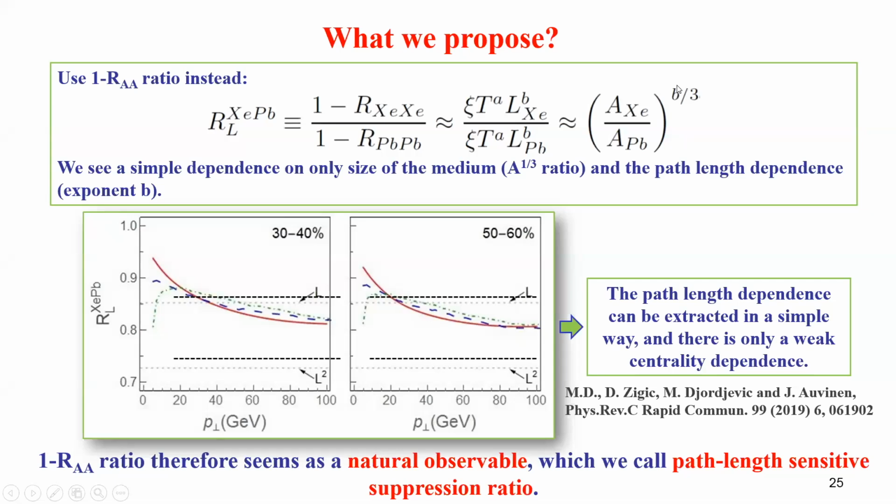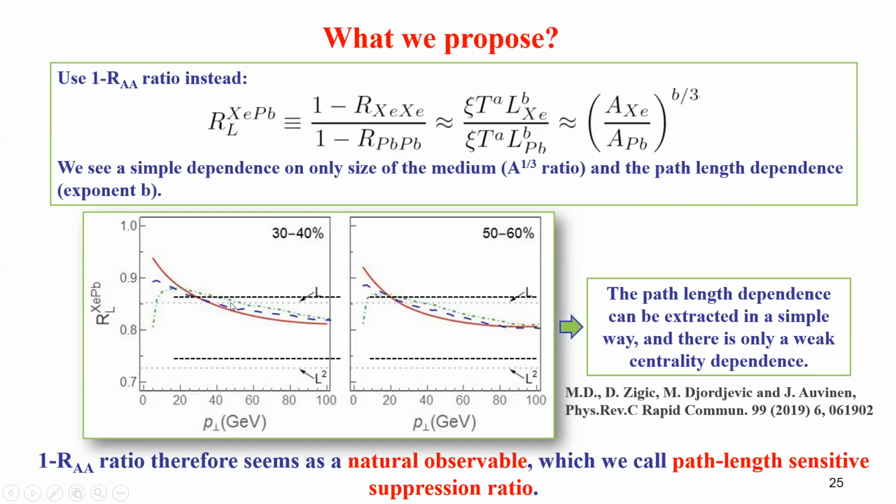And then if we now plot this ratio, so it is plotted here, this 1 minus RAA ratio for xenon and lead, for two centrality regions as a function of PT. One centrality is 30 to 40 and another one is 50 to 60. And we plot this for light flavor, this is the red full curve, then for D mesons, this is the blue dashed curve, and for B mesons, this is the green dot-dashed curve.